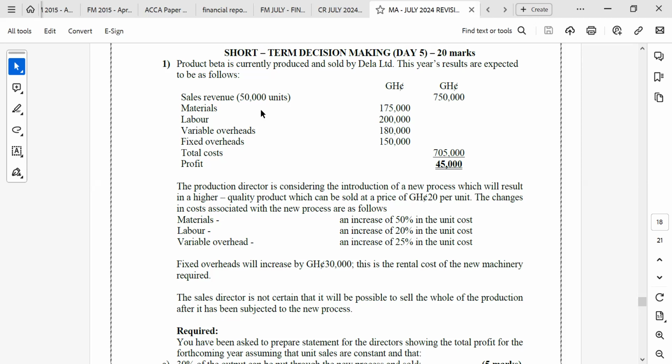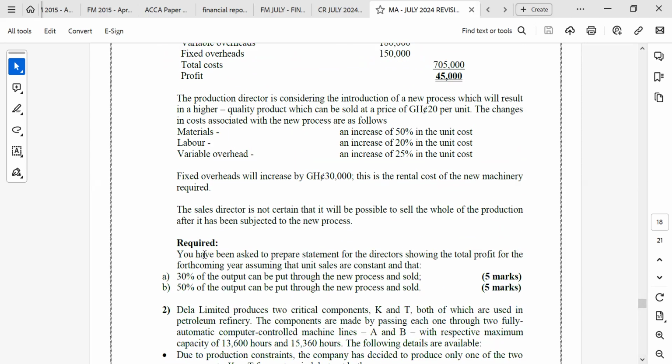So if none of the products will pass through the new system, we will still be selling the products at the current price, which will be through the old system. We'll still be selling all the 100% at the current price. Now they are saying that 30% of the product can be put through the new process. You can just find the contribution for the 30%, the contribution or the profit that the new system will be bringing on those items.